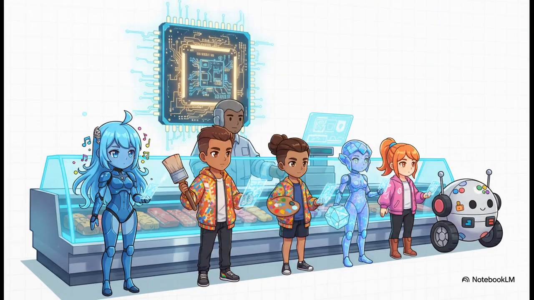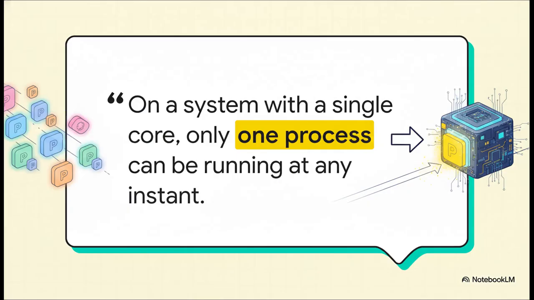That ready state is super important. Imagine a really busy deli counter. All those ready processes are just standing in line, holding their little tickets, just waiting for the CPU to call their number so they can get their moment in the spotlight. And here's the kicker. This is the whole challenge in a nutshell. Even with all those processes lined up and ready to go, if you only have one CPU core, only one process can actually be in that running state at any given microsecond. That's the fundamental rule that makes all this multitasking stuff so tricky.